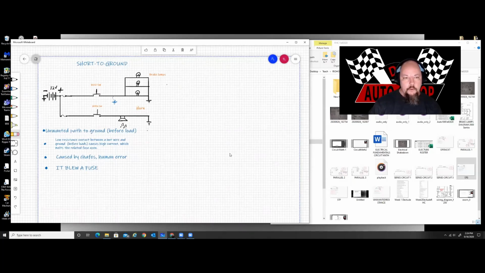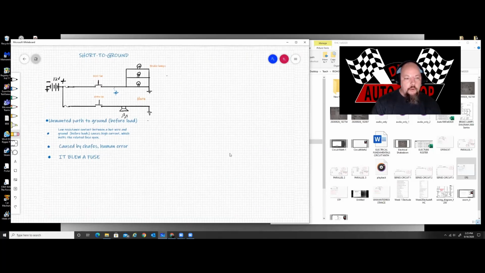Shorts to ground. Now, when we're talking about shorts to ground, we're talking about an unwanted pathway to ground, typically before a load. That's where we notice it most often. The reason a short to ground will be noticed before a load most often is because if it happens before a load, high current flow will happen due to very, very low resistance, and then the fuse will get melted open. If it happens after a load, the voltage has been consumed, the current has already been resisted, and then that will just act as another ground.